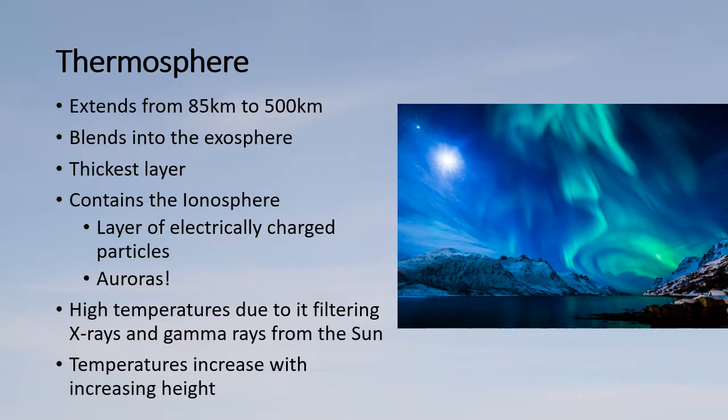Then we get into our thermosphere. This is going to extend from 85 kilometers to 500 kilometers. This is going to blend into our exosphere. This is going to be the thickest layer, and it contains our ionosphere. This is a layer of electronically charged particles, and this is what causes our aurora borealis, or our auroras, the colored lights that are in the sky. It's going to have very high temperatures due to it filtering X-rays and gamma rays that come from the sun, and our temperatures are going to increase with increasing height in the thermosphere.